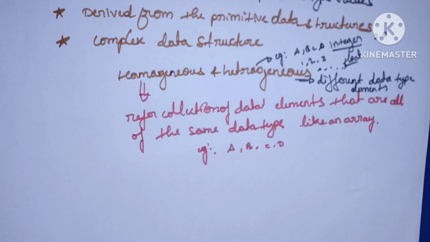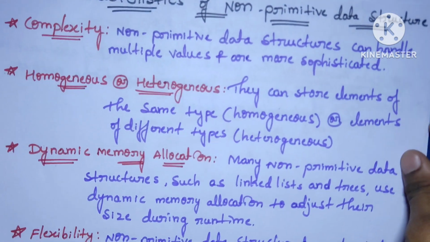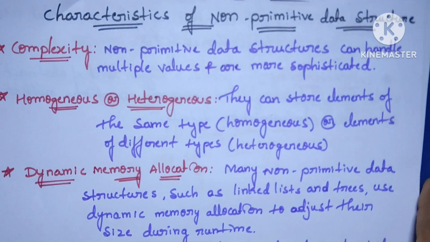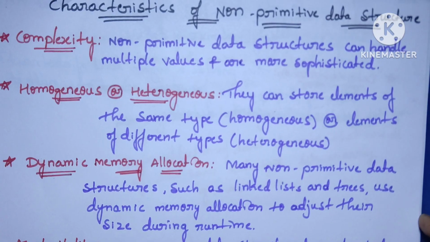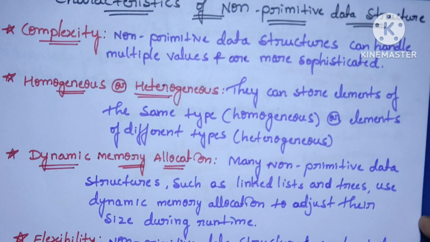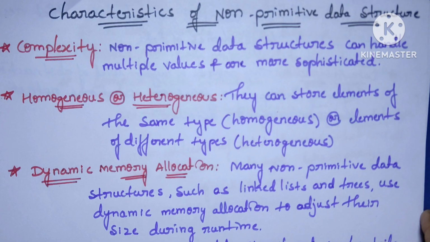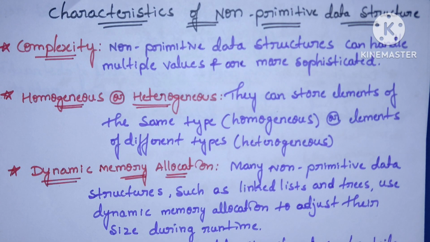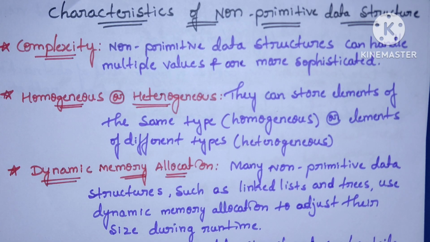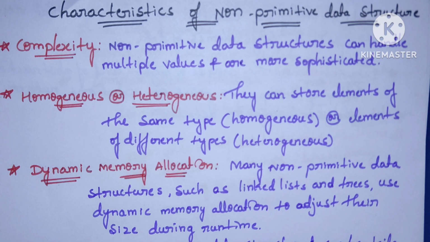Now we will move on to the characteristics of non-primitive data structures. In the non-primitive data structure, we have several characteristics. As I mentioned, non-primitive data structures are more complex than primitive data structures, which have data types like int, char, float, etc. Here we store a group of values, often of different data types, and they provide ways to manage and organize the data more efficiently. We will discuss the characteristics one by one.